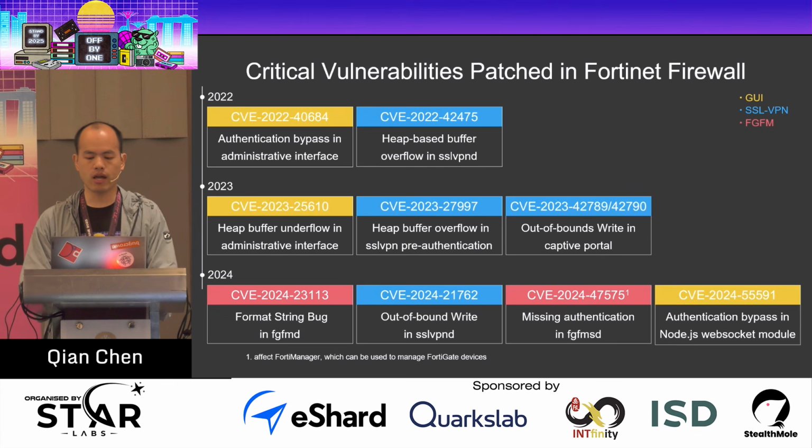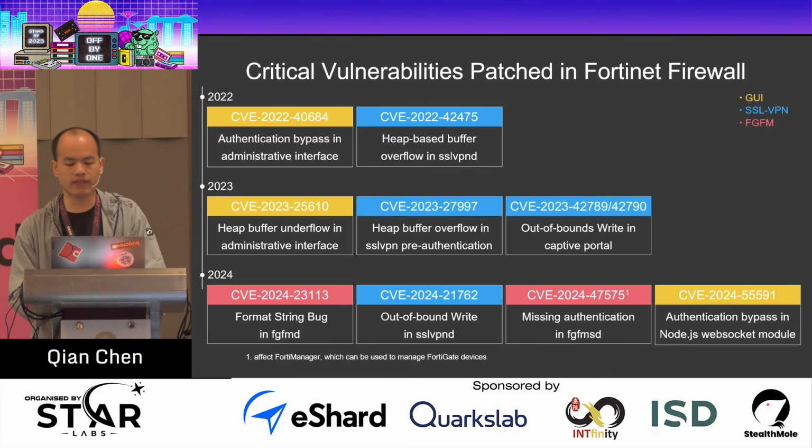Note that CVE-2024-47575 especially affects the FGFM service of the FortiManager application, which is used to control FortiGate devices. Compromising the FortiManager would potentially grant the attacker control over all managed FortiGate devices.